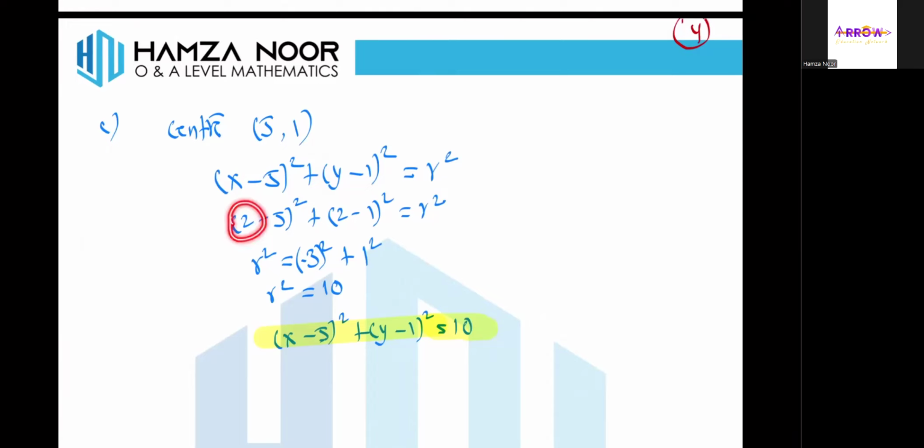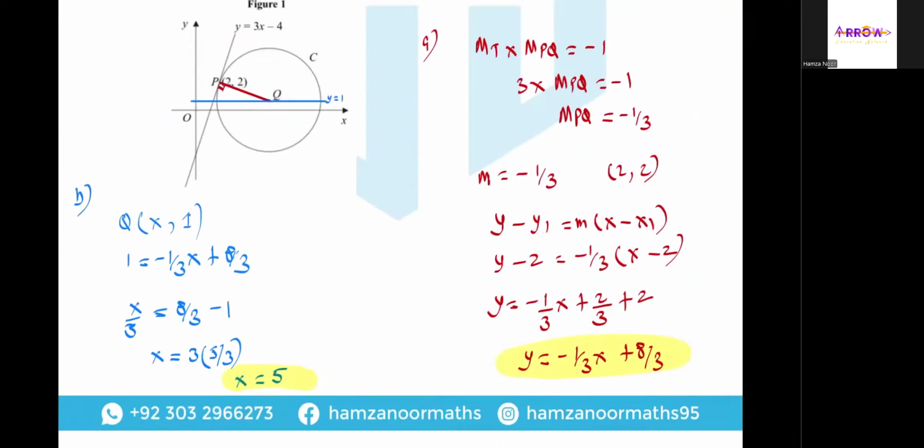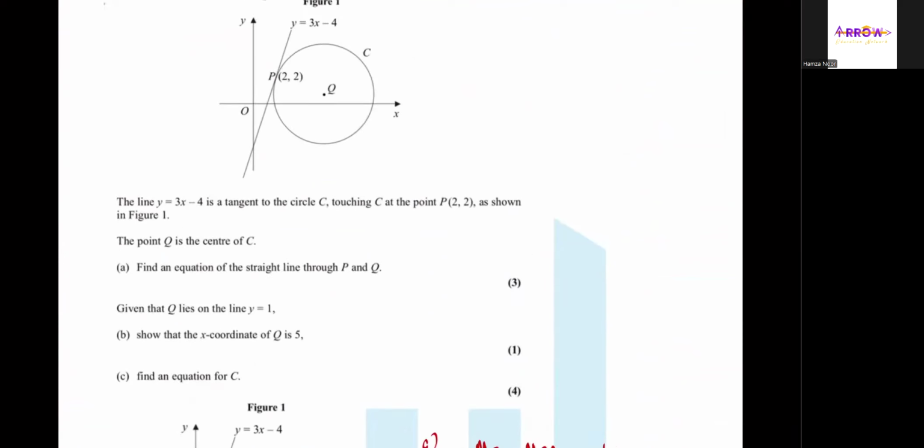So in place of x, we have substituted 2, and in place of y, we have also substituted 2. So 2 minus 5 whole squared plus 2 minus 1 whole squared is equal to r squared. So r squared is equal to 10. Therefore, the equation of the circle is x minus 5 whole squared plus y minus 1 whole squared is equal to 10. In this way, we have attempted this question as well.